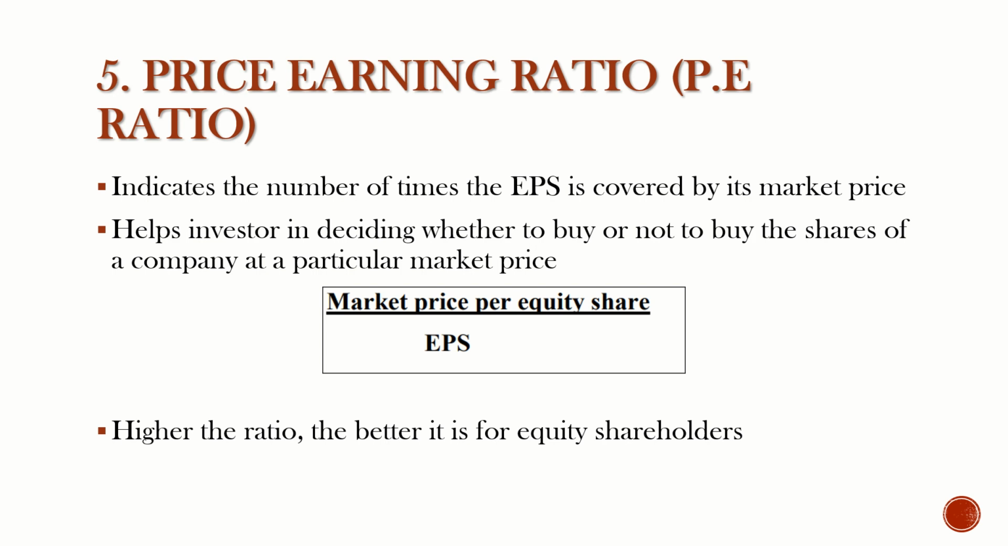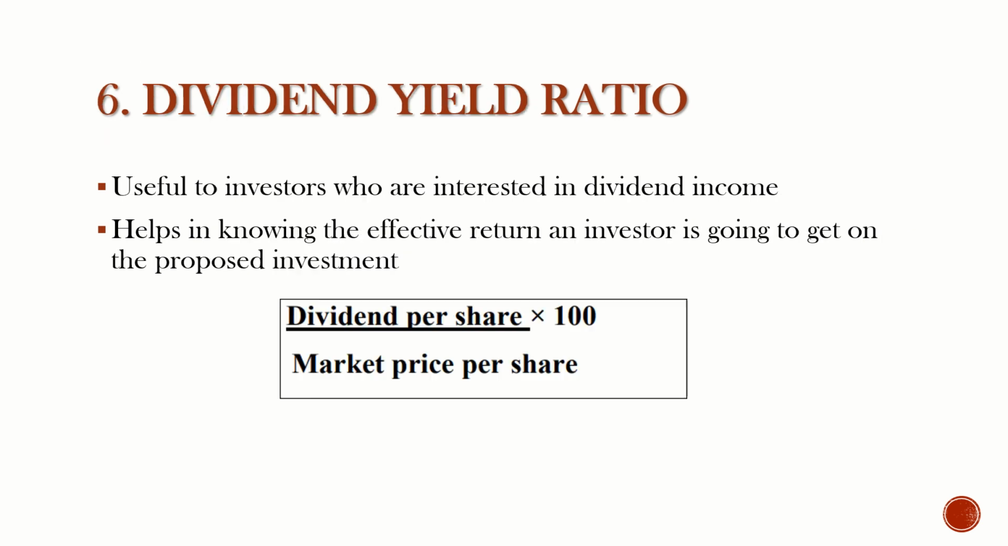So this price earning ratio helps an investor to take a decision whether to buy the shares of a company or not to buy the shares of a company at a particular market price. So the investors look into the price earning ratio to make such an investment decision. So when price earning ratio is higher, it is better. That will be better for the equity shareholders. So higher the ratio, the better it is for the equity shareholders. That's all about EPS and price earning ratio.